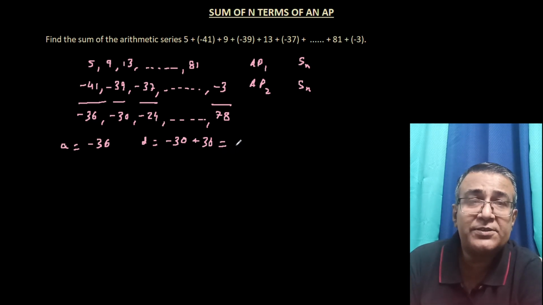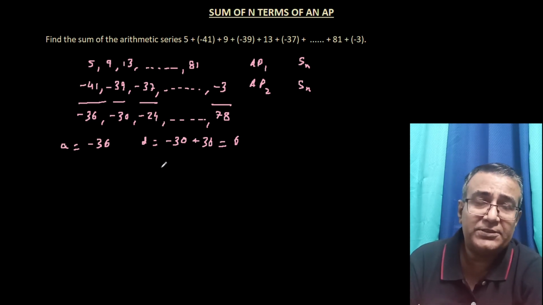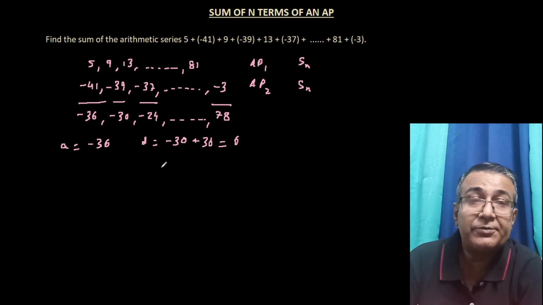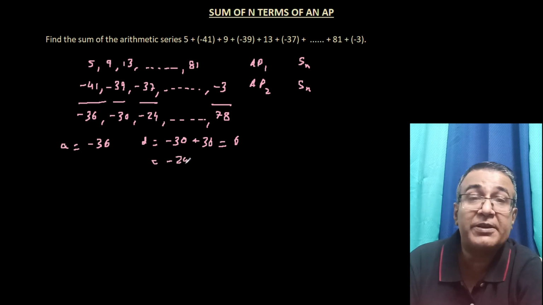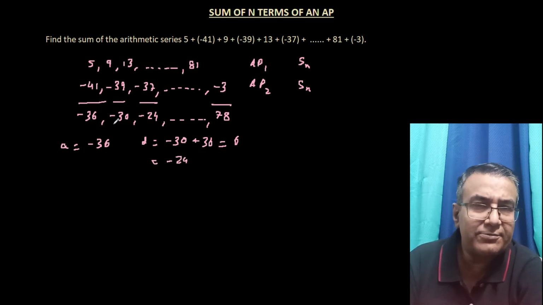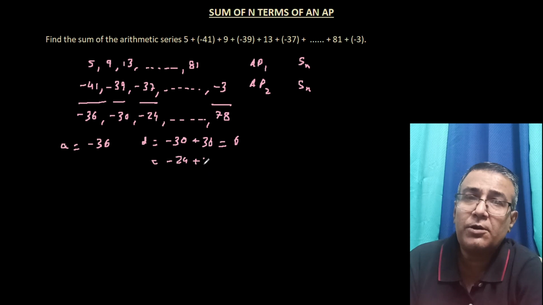So that becomes minus 30 plus 36, which gives us 6. To check whether this is correct or not, whether we have a single AP or not, we can take the third term also, subtract from it the second term. So minus 24 minus of minus 30 becomes plus 30, and that gives us 6 again. So yes, we are getting a common difference of 6. So this is a single AP.